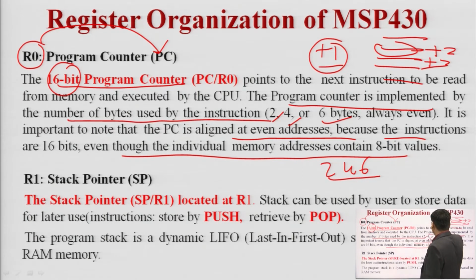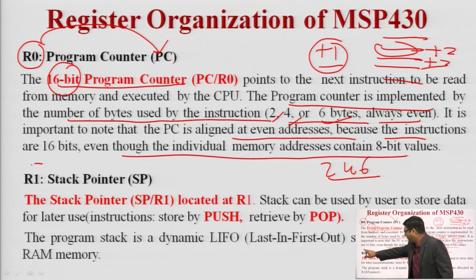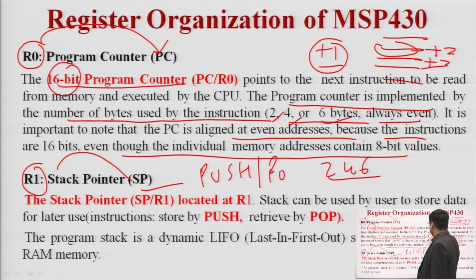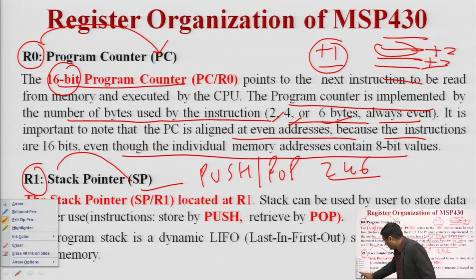So, we have seen that 2, 4 or 6, always even values, will be there for the 16-bit program counter. Values mean that even address. Okay. So, R1 is dedicated to the stack pointer. What is the meaning of the stack? There are two operations possible in stack, either push or pop. So, we will see in detail.